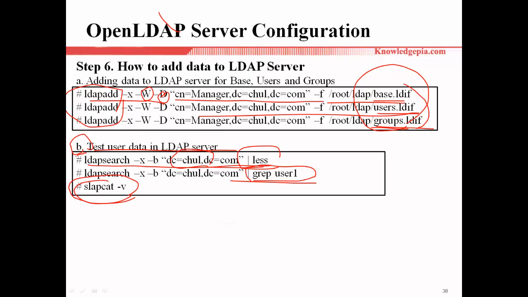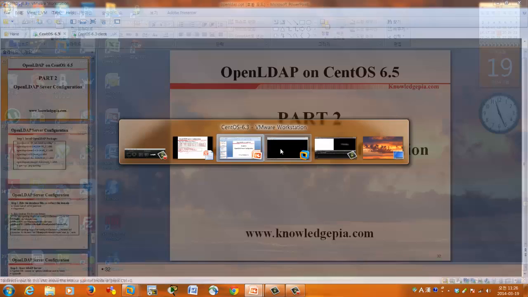This one is also similar to this command, but it will show you all the data in the LDAP server with ID. So each data entry has its own ID. If you want to see all the data in the LDAP server using ID, then you can use this slapcat -v.